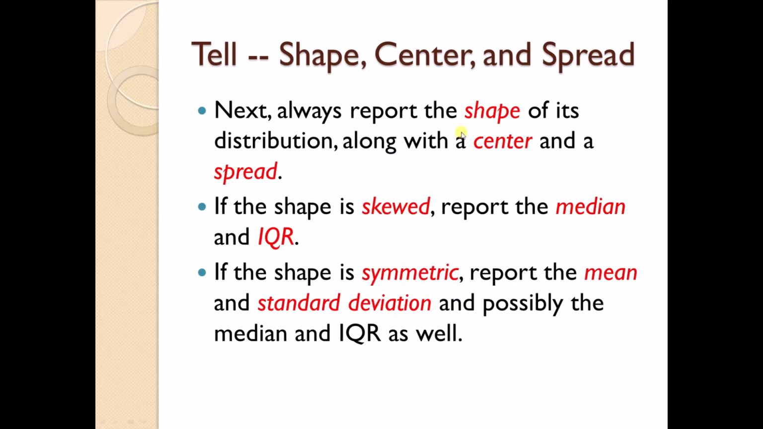So we report the shape, the center. We report whether things are skewed or not. If we have something nice and symmetric, we're good to go with mean and standard deviation. But if it's skewed, we need median and IQR. We talked about that. You can throw in median and IQR with a symmetric distribution too. But it's a little problematic to use mean and standard deviation with something skewed, although people do it.